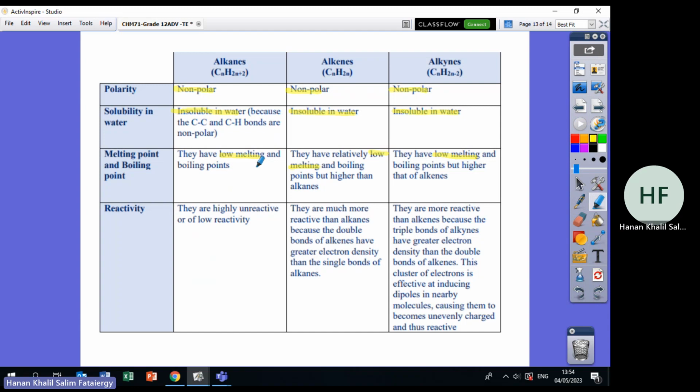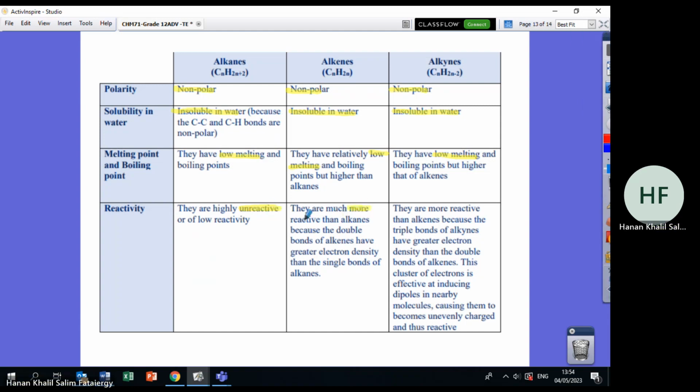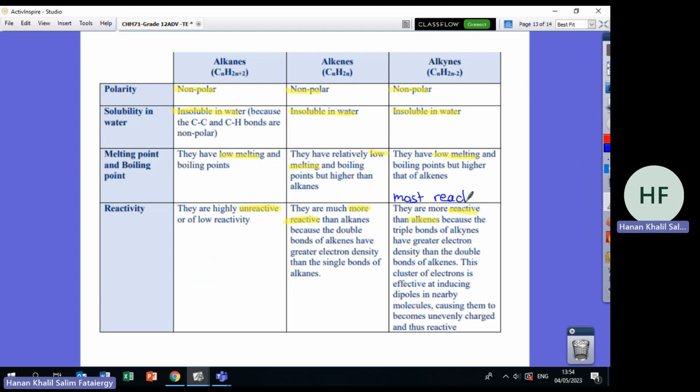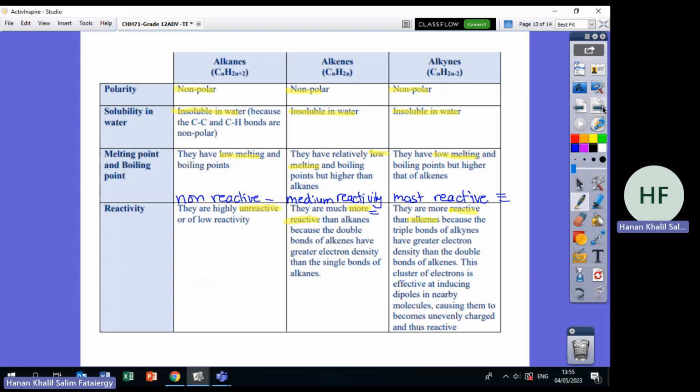Okay, now the reactivity is different. Here unreactive, here more reactive, and here I can say most reactive. The alkynes are the most reactive. The reason they are most reactive is the triple bond. Here I can say medium reactivity because of the double bond. Here I can say non-reactive because of the single bond. Agreed, all of them are non-polar, all of them are insoluble in water. The melting point of alkynes is slightly higher than alkenes, and alkenes slightly more than alkanes. Reactivity also, alkynes are the most, alkenes less, and alkanes are the least.